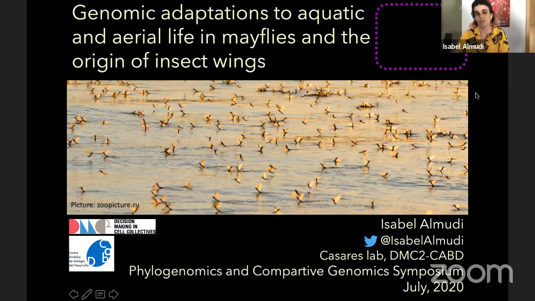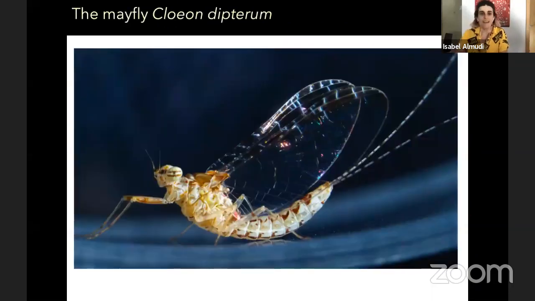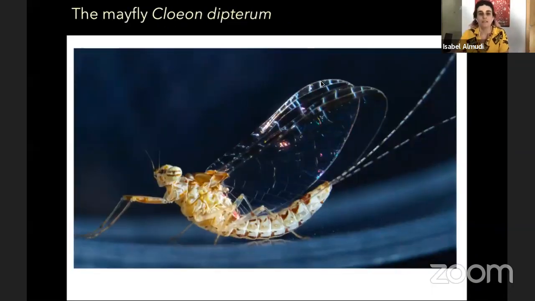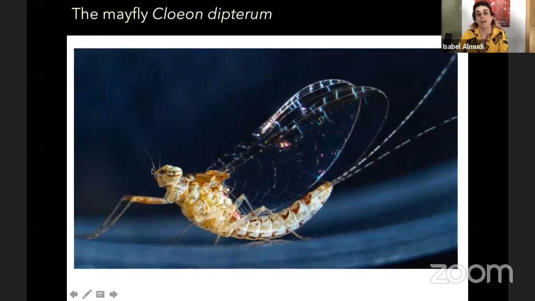Good afternoon, everyone. First of all, I want to thank Rosa and Jesus for inviting me and giving me the opportunity to talk a bit about the work we are doing with mayflies. In the lab, we are interested in understanding the genomic basis of morphological novelties. For that, we are using the mayfly as a model organism.